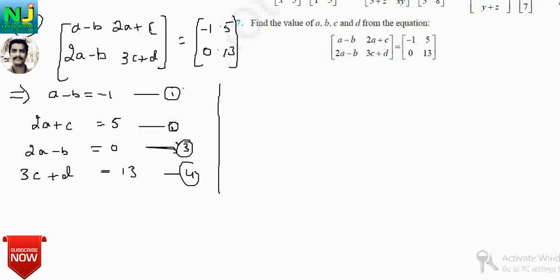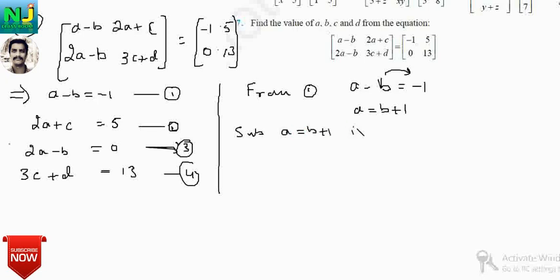Let us go for the first, a minus b is equal to minus 1. So put the values, a is equal to b minus 1. Now consider from 1. From 1, a minus b is equal to minus 1. If you take b to this side, what happened? Plus b. a is equal to b plus 1. Substitute a is equal to b plus 1 in equation.